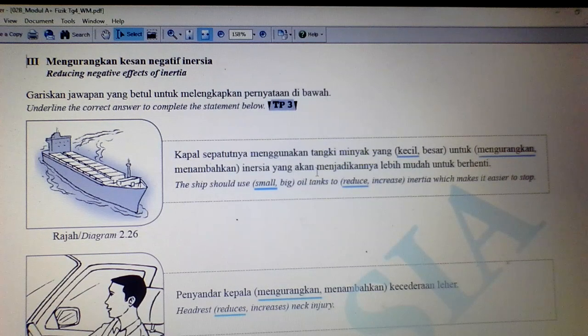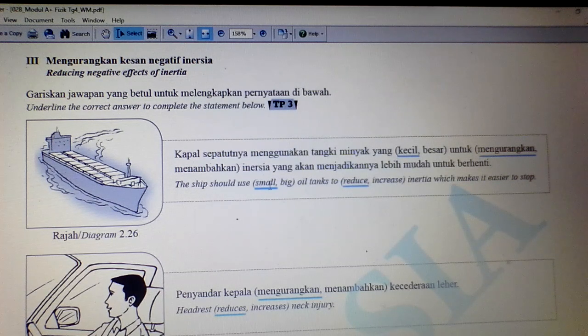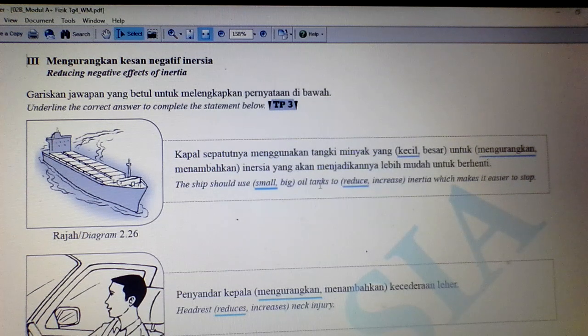Page 38, reducing negative effects of inertia. Look at the first diagram, 2.26. A ship with very large mass should have very large inertia. So in order for the ship to stop easily, the ship should use small oil tanks. Instead of one large oil tank, they divided it into small oil tanks in order to reduce inertia, which makes it easier to stop.